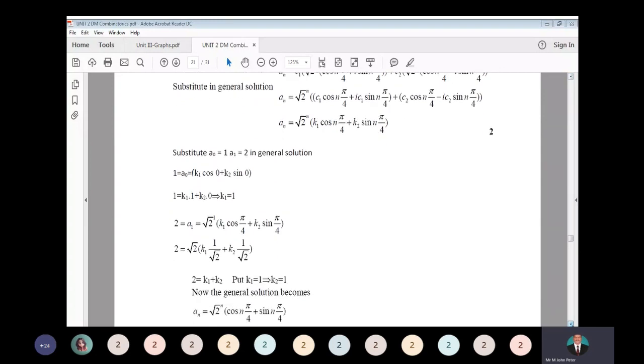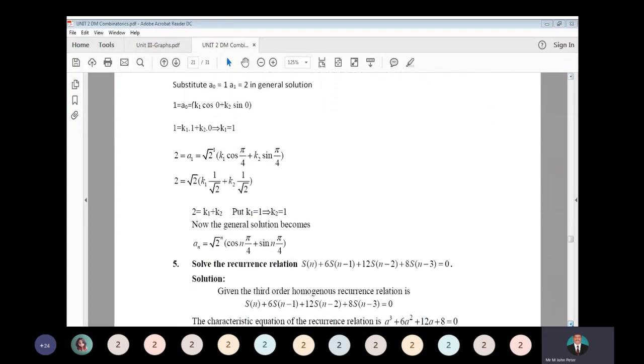The boundary condition given in the problem, so that we are going to substitute. So 1 equal to a naught, replace n by 0. So k1 into cos 0 plus k2 into sin 0. So cos 0 is 1, sin 0 is 0. So you will get k1 into 1. So it implies k1 equal to 1. So the constant k1 equal to 1.